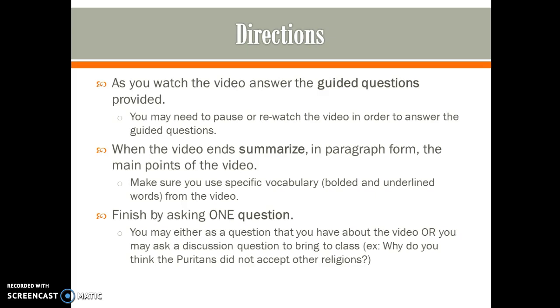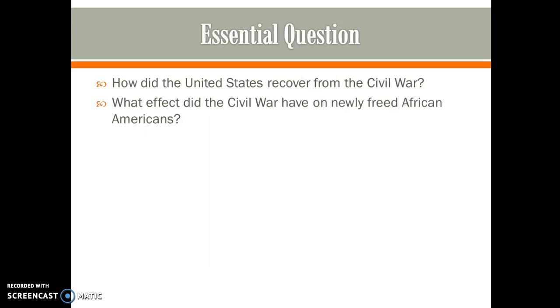As you watch the video, answer the guided questions provided. You may need to pause or rewatch the video in order to answer the guided questions. When the video ends, summarize in paragraph form the main points of the video. Make sure that you use the specific vocabulary, the bolded and underlined words from the video, in your summary. Then finish by asking one question. This can either be something you're still confused about, a general question, or a discussion question.